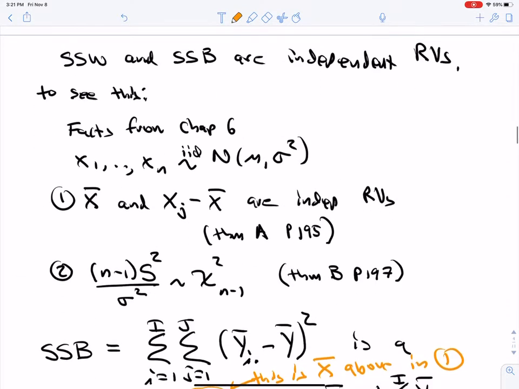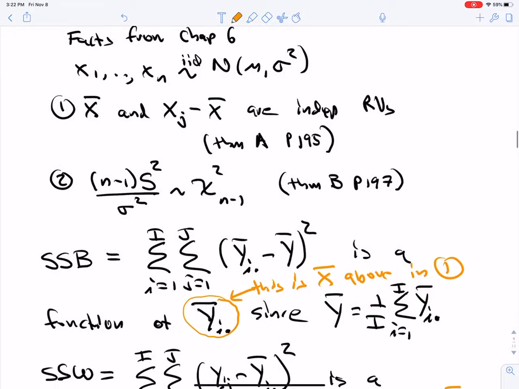What I'm going to stress are some properties of this sum, in particular that SSW and SSB are independent random variables. So to see this important fact, we use from chapter 9 the facts that when x1, ..., xn are IID normal, then x bar and xj minus x bar are independent random variables. This is theorem A, page 195. And also that the sample variance is essentially a chi-squared with n minus 1 degrees of freedom. This is theorem B, page 197.